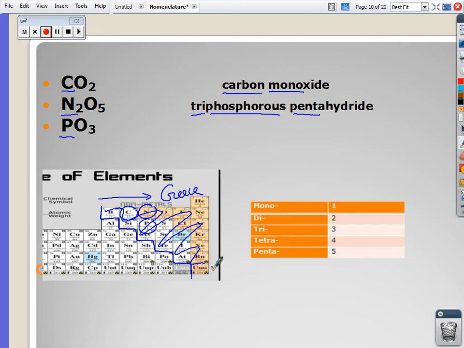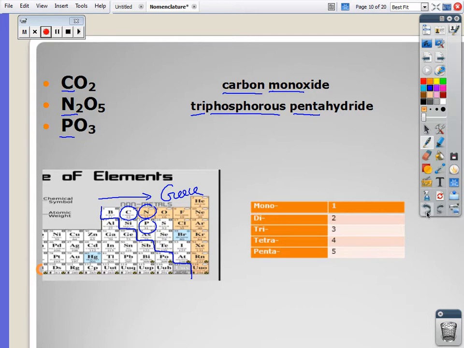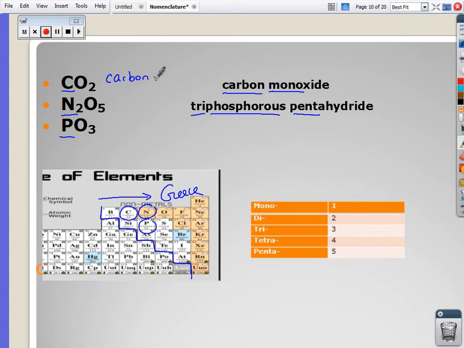So how are we going to name this? Carbon is in Greece. It's a nonmetal. So you're going to name it carbon dioxide. You already knew that, didn't you? So look at that. That's why you're using di, because carbon is a nonmetal. What about this one? This is nitrogen. There's 2 of them. So I'm going to call it dinitrogen pentaoxide.